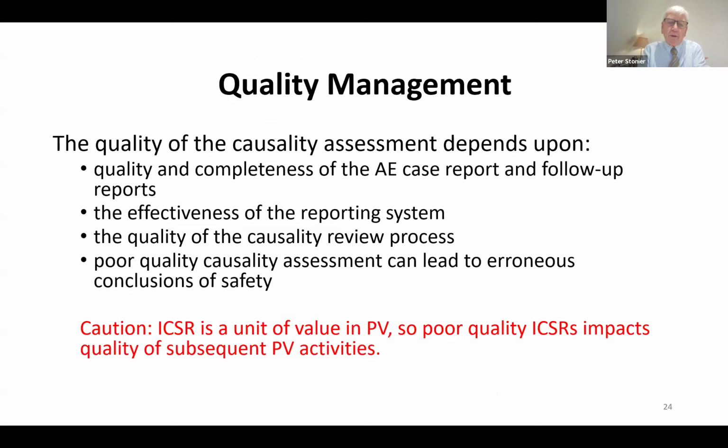But it also involves quality management, and the quality of causality assessment depends on the quality and completeness of the case report and the follow-up reports, the effectiveness of the reporting system, and the quality of the causality review process. Poor quality causality assessment can lead to erroneous conclusions of safety. So there's a big caution here: the ICSR is a unit of value in pharmacovigilance, so poor quality ICSRs impact the quality of subsequent PV activities.